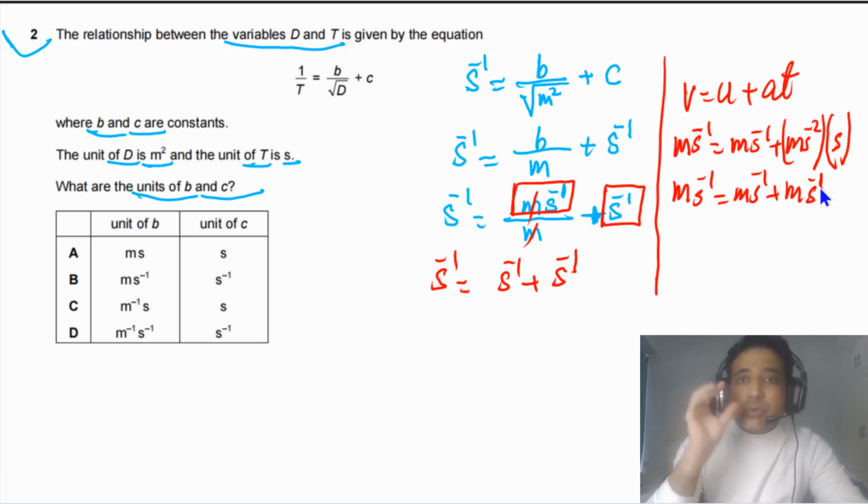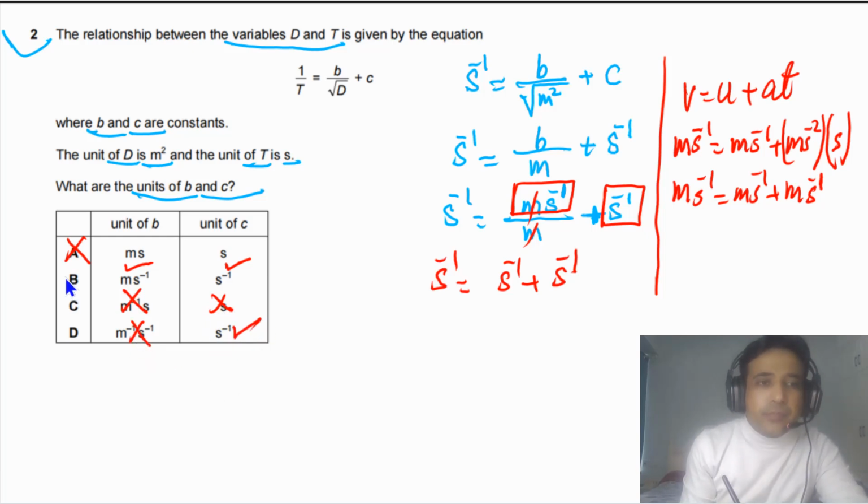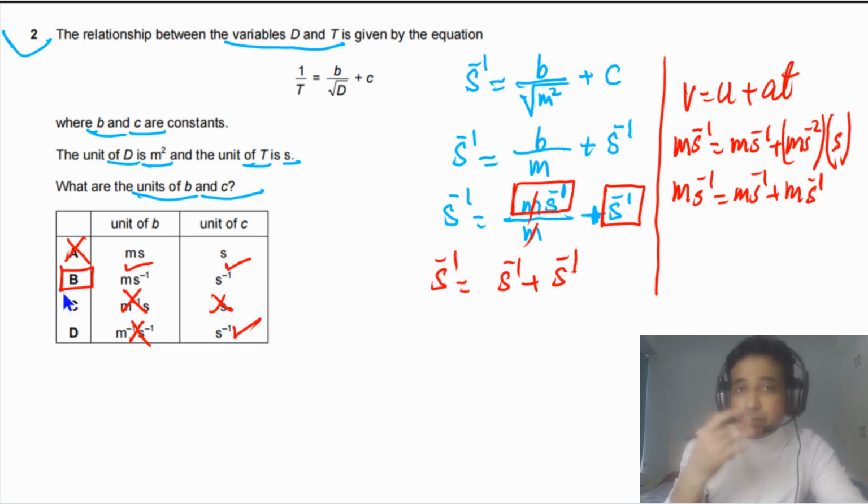Each term should have the same unit. So this is the unit of B and this is the unit of C. So the answer is not possible. B is right because this is the unit of B and this is the unit of C. And C is not possible because this is wrong. This is also incorrect, this is incorrect, but this one is correct. And so the answer for this question is B. This is how you can figure it out.